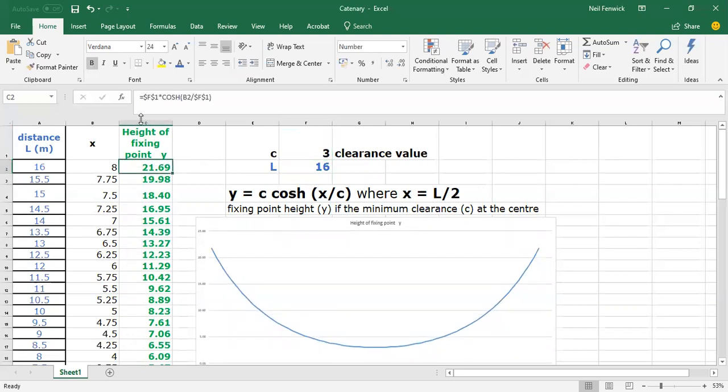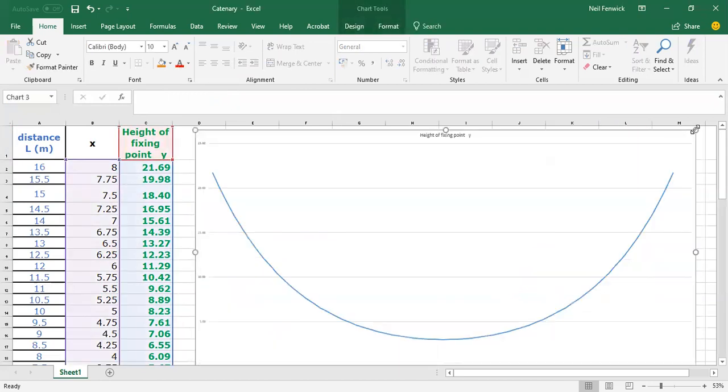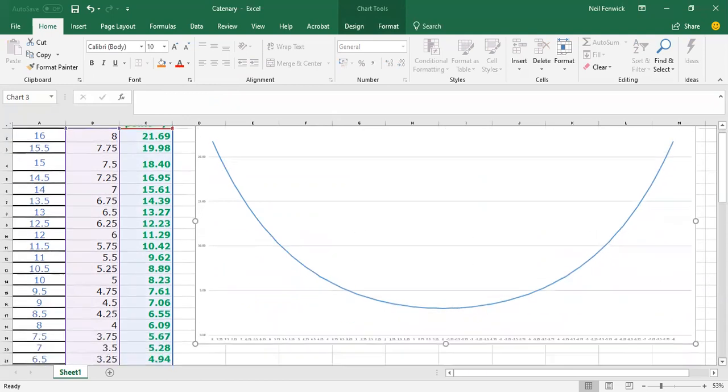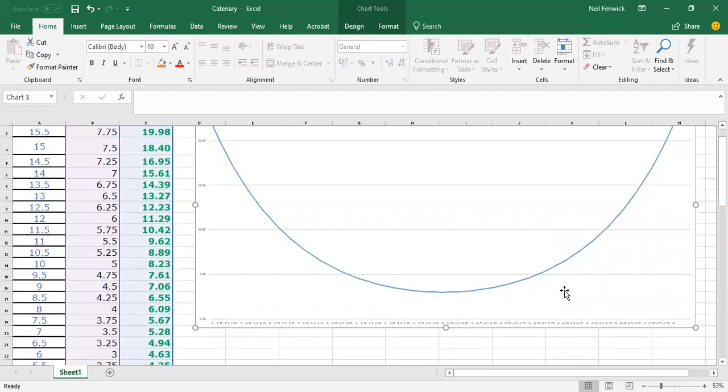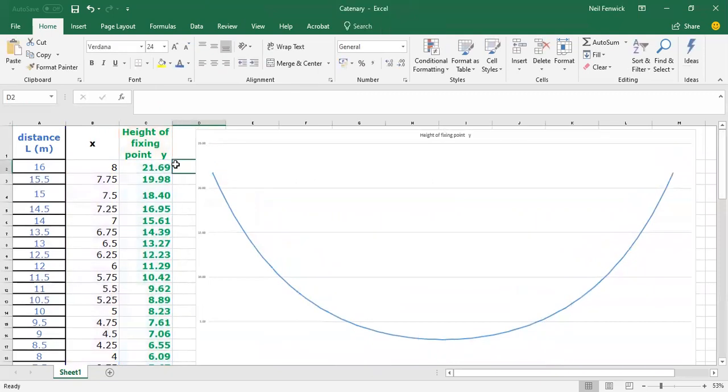Those values are picked up in the equation in the Excel, and we plot out our catenary shape. We can see the fixing points are identical, 16 meters apart, and that's shown by the horizontal distance here, plus or minus 8. We have a minimum distance of 3 meters above the ground, and our required fixing point height comes out to be 21.69 meters.